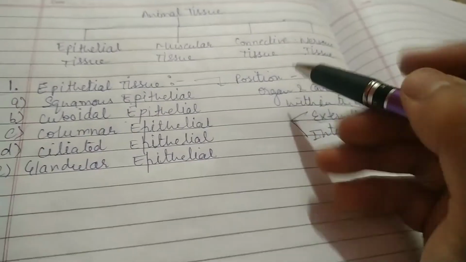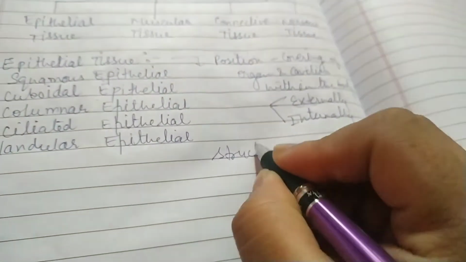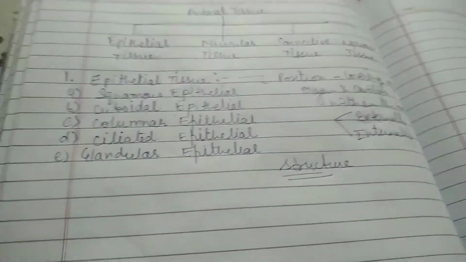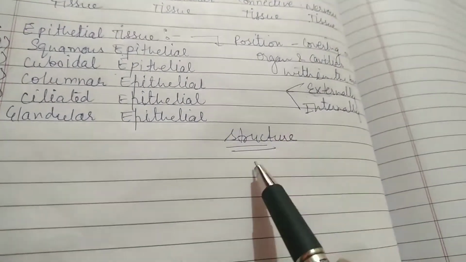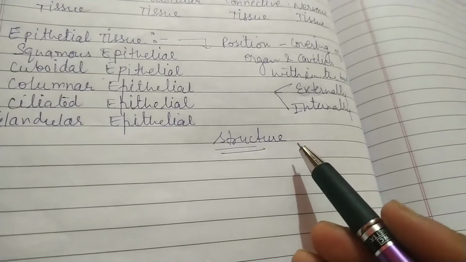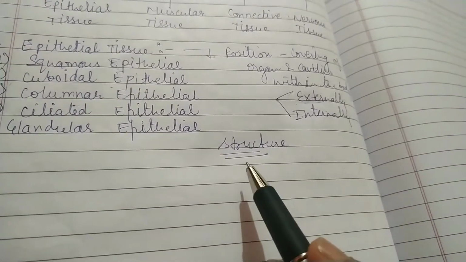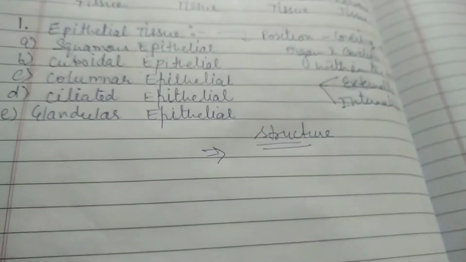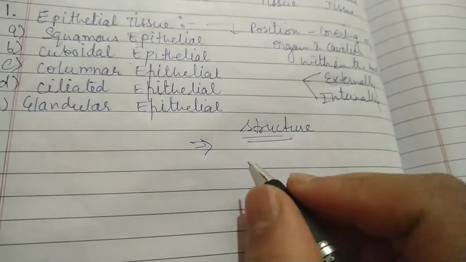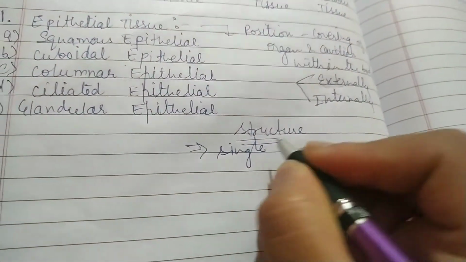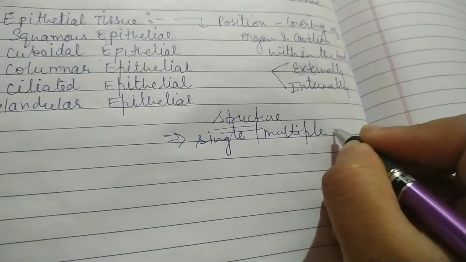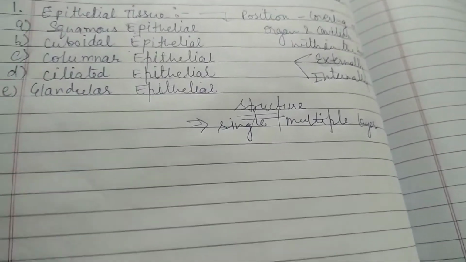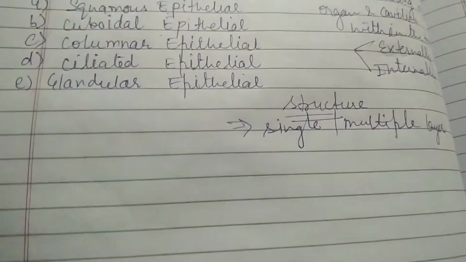So let's talk about the structure of epithelial tissue. How is the structure of epithelial tissue? If we talk about structure, there can be a single layer or multiple layers in epithelial tissue. So from here we can say that it can be single or multiple layered, right?